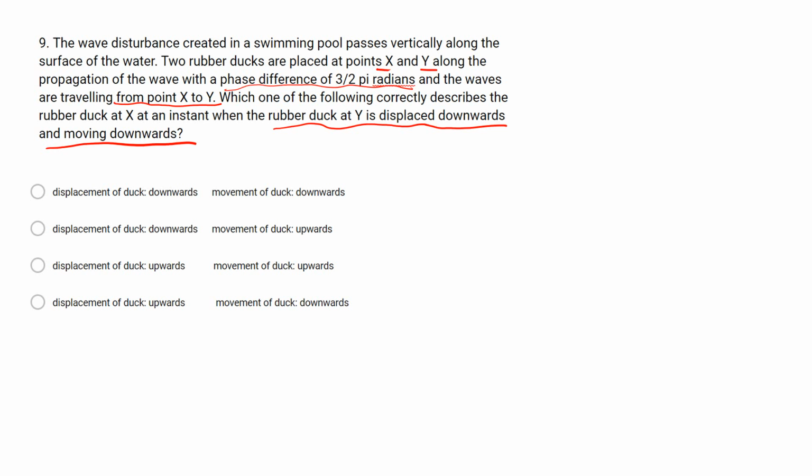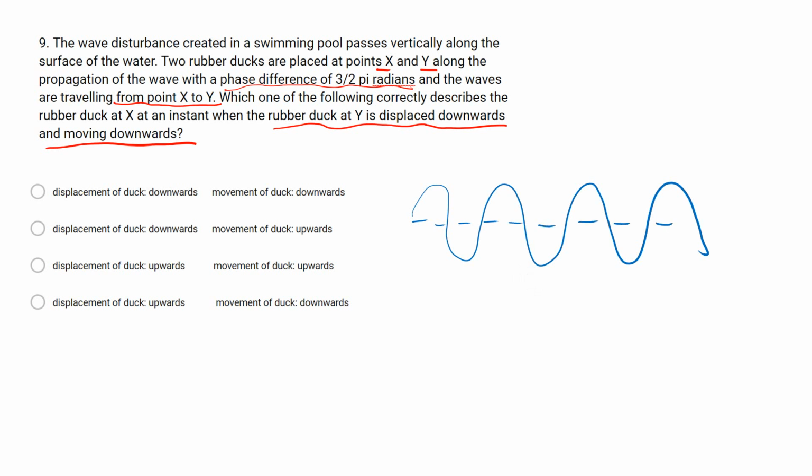So let's start by first drawing the displacement distance graph, which is basically just a continuous sine wave. The dotted line represents the equilibrium position. Let's assume that the wave is traveling to the right.